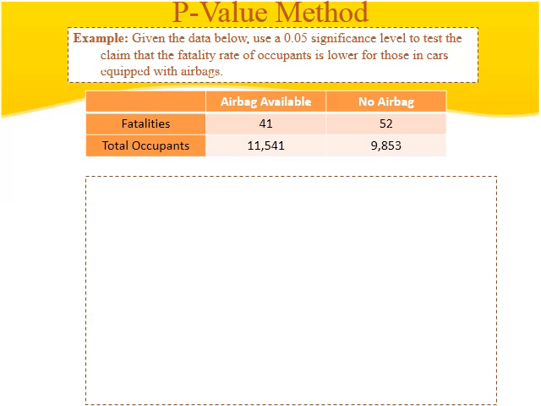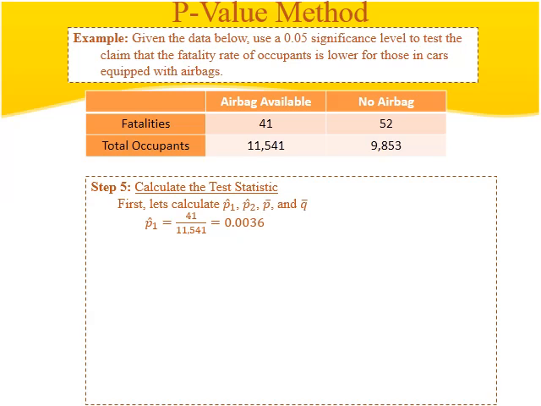So step 5 will be to calculate the test statistic. And of course, since we're talking about two proportions, we have a different test statistic to use. So we need to figure some stuff out first. That is, figure out what P1 hat is, P2 hat, figure out the pooled proportion, this P bar, and then 1 minus that will be Q bar.